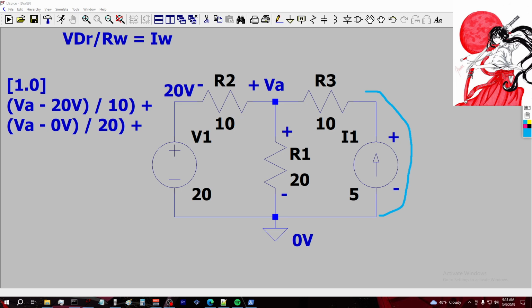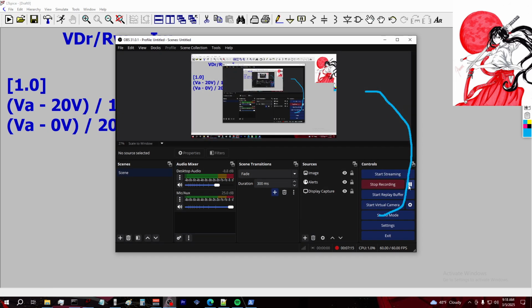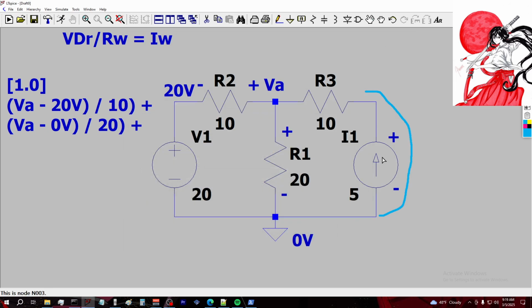So when we're traveling from the negative terminal to the positive terminal of this current source, what's going to happen is, hold on, let me think about how I want to explain this. So I explained how the equation works correctly. That's exactly how the equation works, or the idea behind the equation.